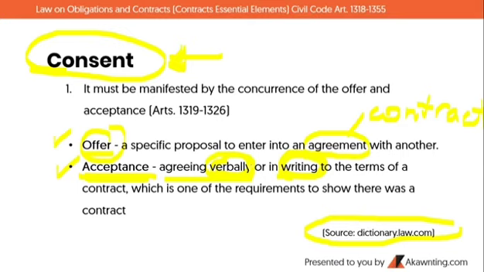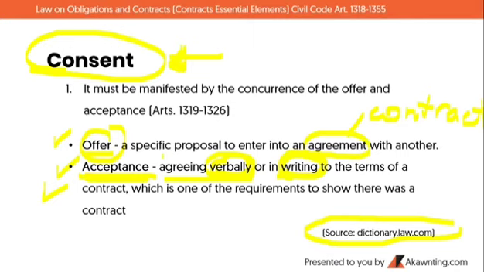Okay? So, ayan, acceptance, agreeing verbally or in writing to the terms of a contract, which is one of the requirements to show there was a contract. Okay? So, ganun lang kasimple yung acceptance. Okay? Acceptance ng offer. Okay?